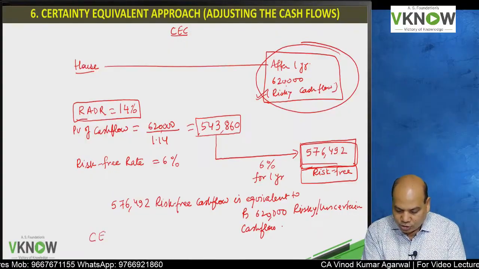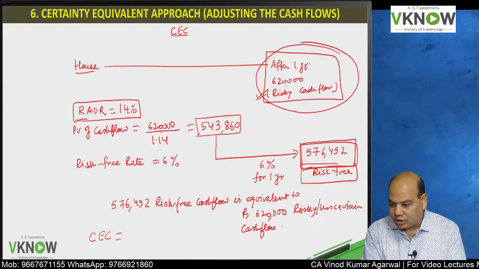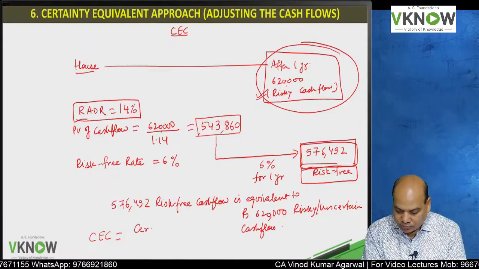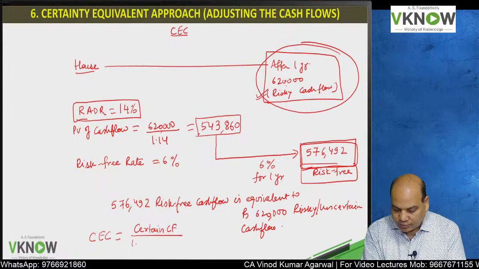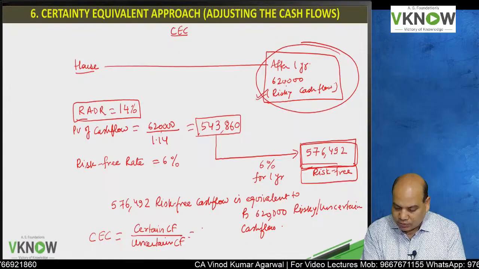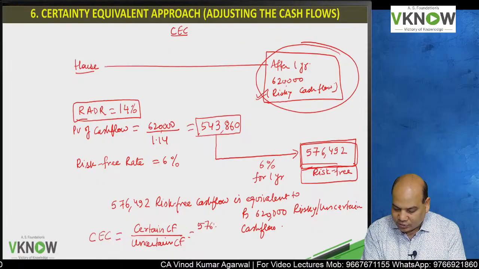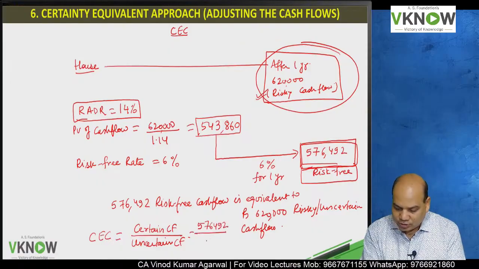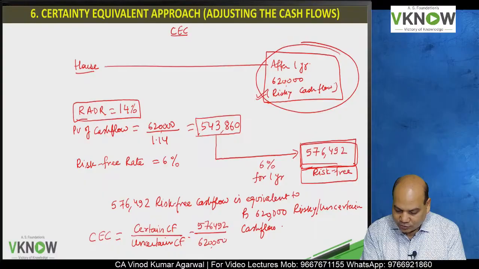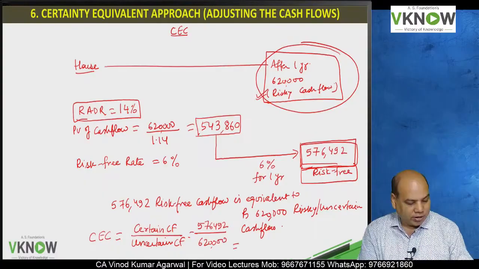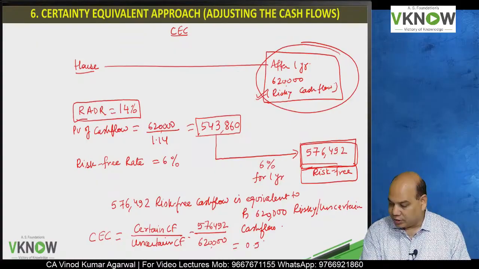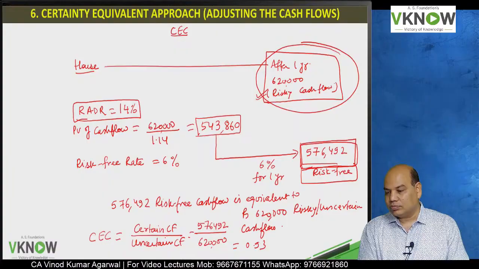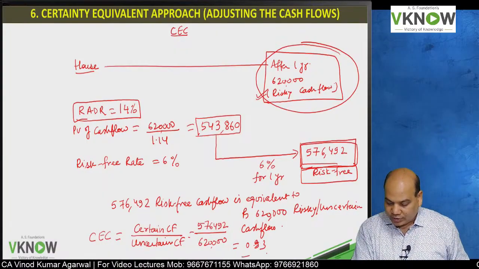What is the certainty equivalent coefficient here? The certainty equivalent coefficient here will be certain cash flow divided by uncertain cash flow. Certain cash flow in our example is 5,76,492. Type on your calculator, divide by 6,20,000. This comes to something like 0.93. Very good, 0.93. So what is the interpretation of 0.93?